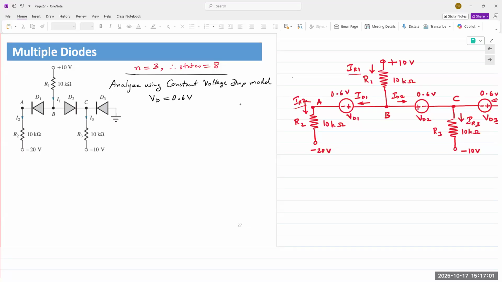As a reminder, yes. What do you mean? The technique? Yeah, the technique can be applied to any diode. 1, 2, 3, 4,000, a million. Can be applied to any, yeah. This is CVD, constant voltage drop model.